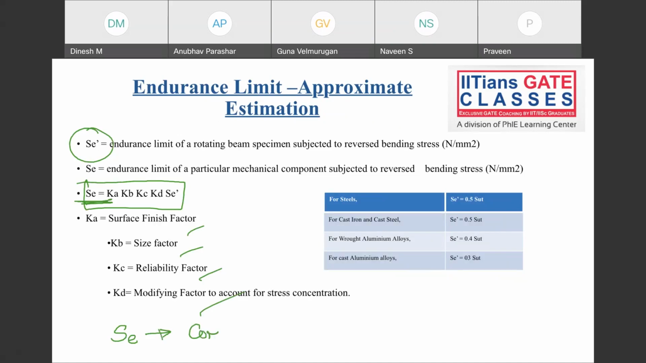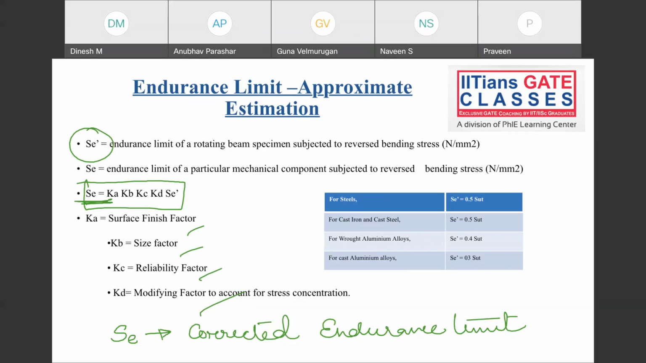You are already given the corrected endurance limit. So what you are given is the corrected endurance limit. Okay. Let me tell you one more thing.